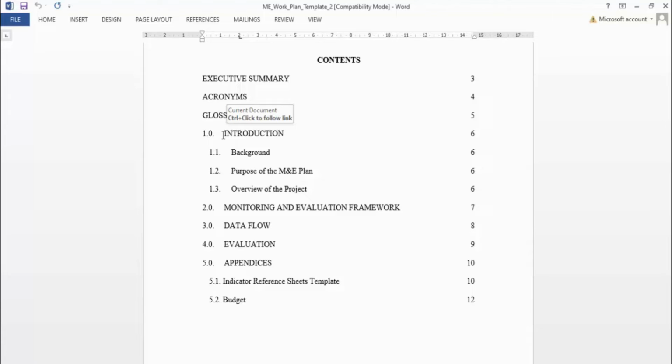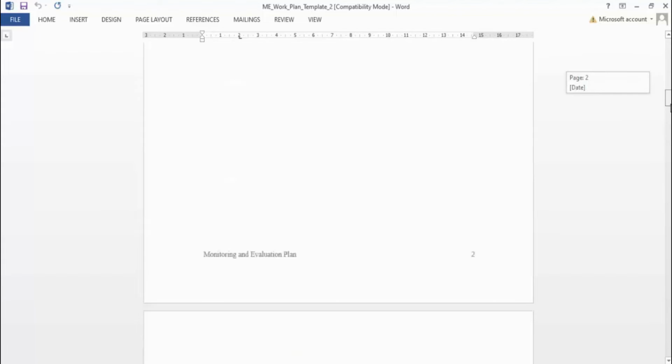So, essentially, if you have a plan for the organization, you do your desk review against the strategic plan. Okay, so as you can see, you give a bit of background, the purpose of the plan, and an overview of the project. So this can be project or strategic plan. Then the other thing is that you need to have the monitoring and evaluation framework. So let's go straight to the M&E framework.